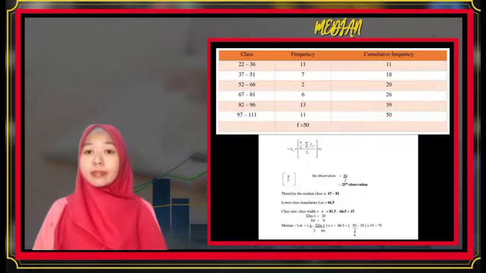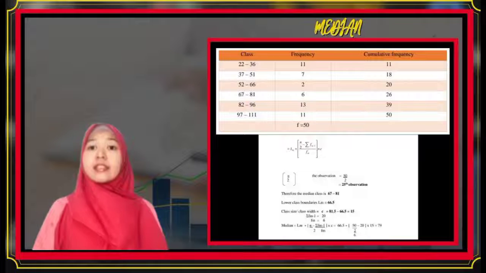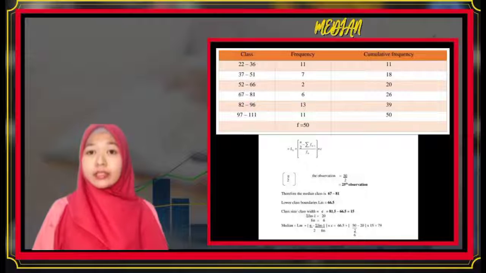Meanwhile, step 3 is to determine the class size or class width, which is we take 81.5 minus 66.5, and the answer is 15. The fourth step is to determine the cumulative frequency before the median class, which is 20, and the frequency of the median class is equal to 6.